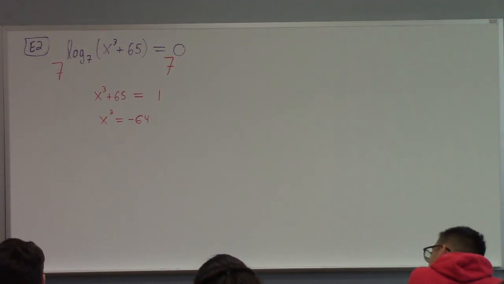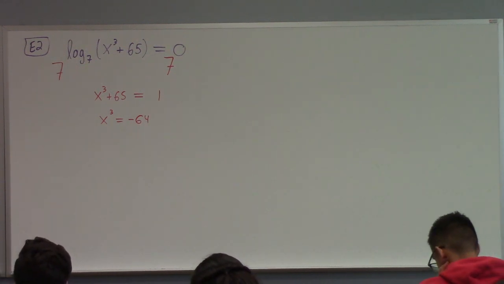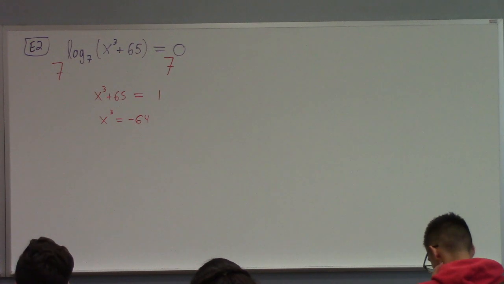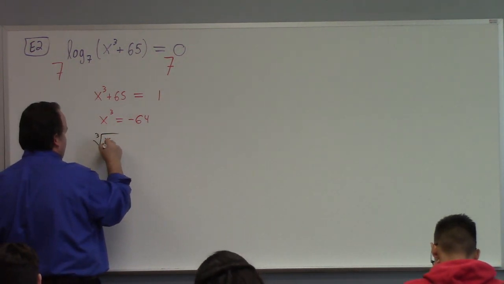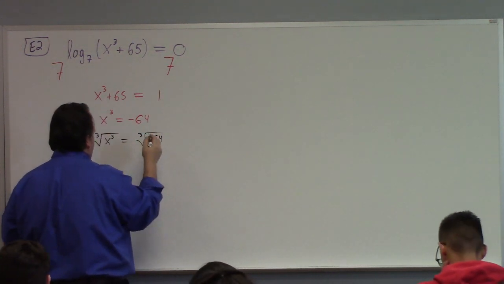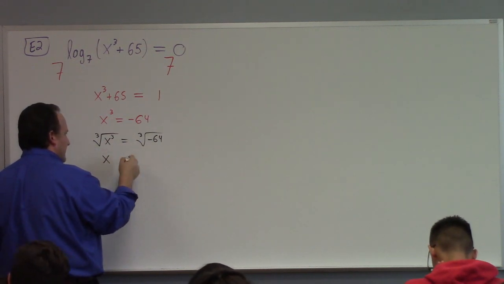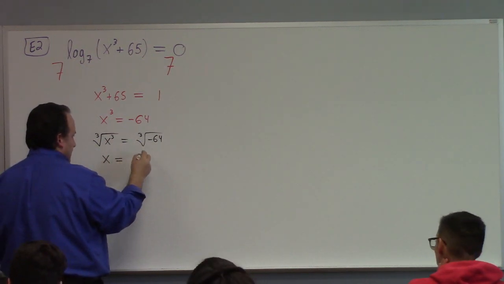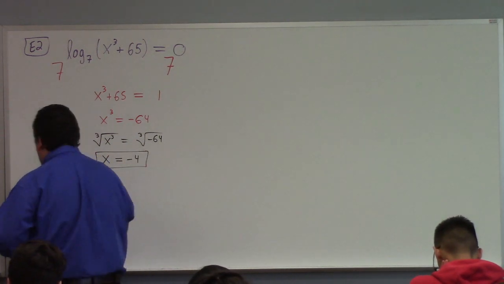Now how do you solve a problem like x cubed equals minus 64? Well, cube root. So the cube root of x cubed is the cube root of minus 64. And the cube root, unlike the square root, doesn't have the plus minus property. That's just minus 4. We just get one answer, and there it is.